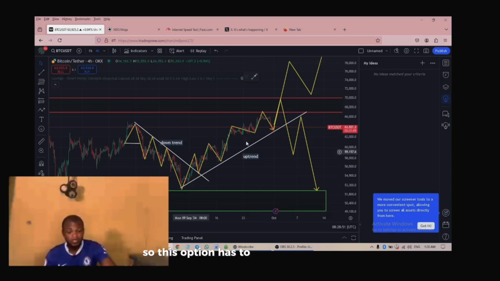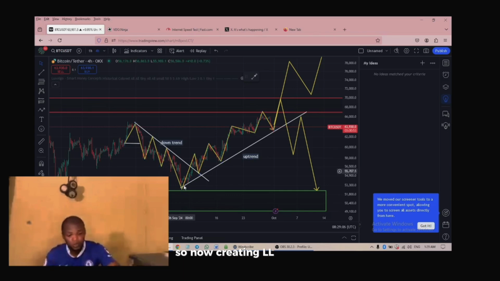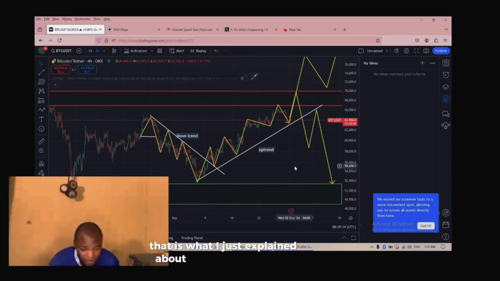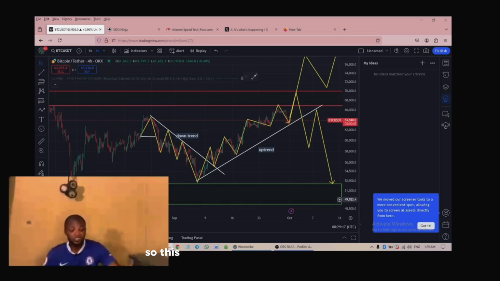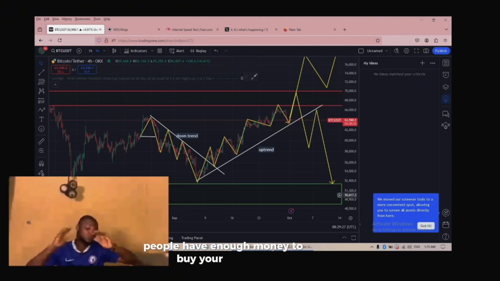So this downtrend has to be broken, and also this uptrend has to be broken before you can start to change your thesis or your mind, or you don't want to fight against the trend. So now, creating lower low, lower high, another lower low, touching the support. That is what I just explained about supply and demand. So this now is our supply zone, that means our demand zone. This is the zone whereby people have enough money to buy your products.